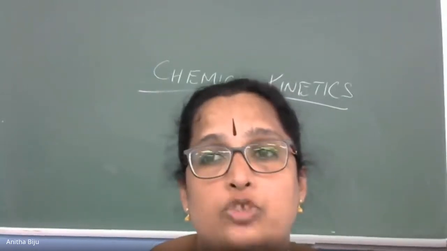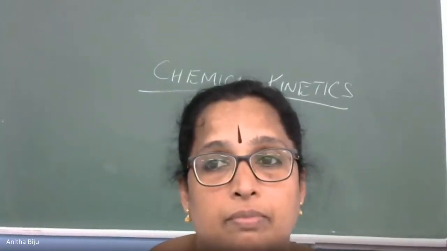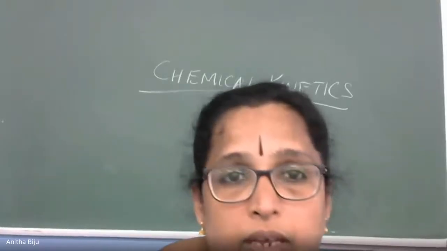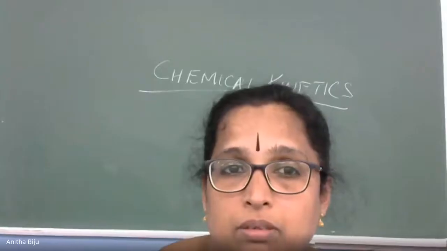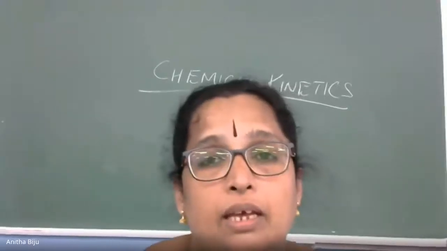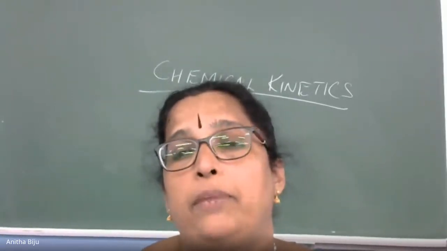Barium chloride plus sodium sulfate. Anyone can say? Ma'am, 2NaCl plus BaSO4. Who is there? Ma'am, Manju. Say the equation. Ma'am, 2NaCl plus BaSO4, barium sulfate. So simply, it is a double displacement reaction, and the products are sodium chloride and barium sulfate.